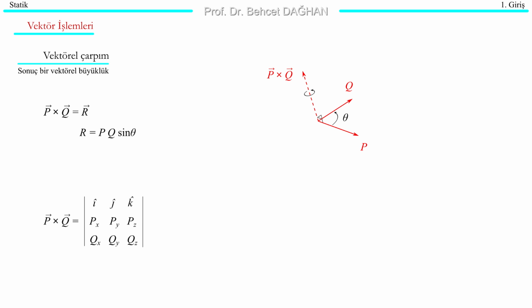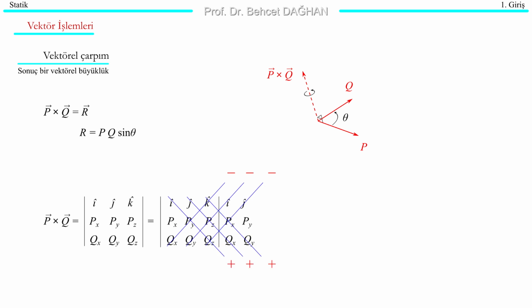There are different ways to expand the determinant. I find this method to be a practical one, and I recommend it to you. What are we doing here? We write the first 2 columns on the right side of the determinant. Then, we multiply the terms on the diagonals shown in the figure. We add the ones below and subtract the ones above.